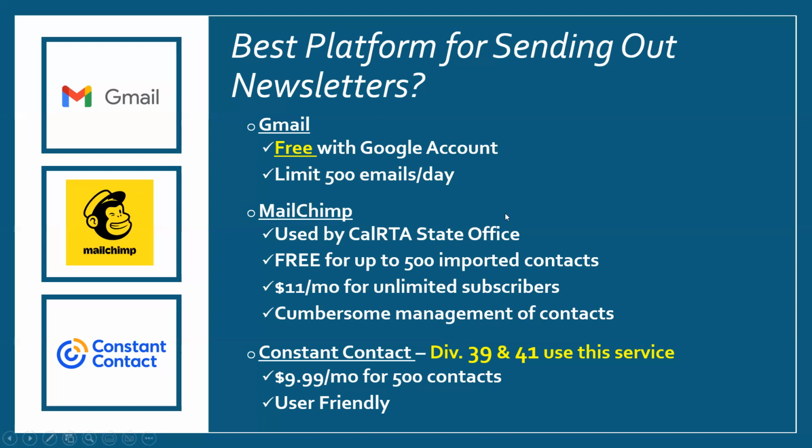If you use MailChimp or some other outside resource to send out your newsletter, remember that you have to keep updating that contact list. According to Debbie Pate Newberry, MailChimp is a bit cumbersome as far as managing contacts. Now, of course, she sends out to a whole lot more people than most of us do, but it's free for up to 500 contacts, but it's $11 a month for unlimited. So if you send out to more than 500 people, you're going to have to pay for it monthly.